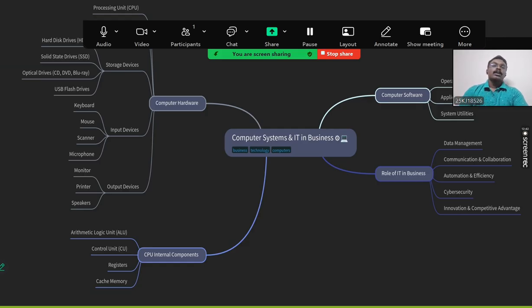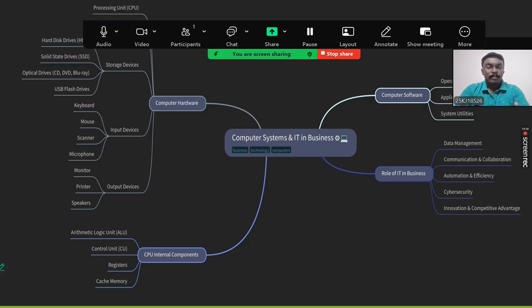Then cyber security. A lot of companies face threats, like third party information leaks, where confidential information can be leaked. Through technology we can protect information through firewalls and many other locker facilities. We can protect this information from leaking to our competitors, like important information regarding product sales. Then the next one will be innovation and competitive advantage.